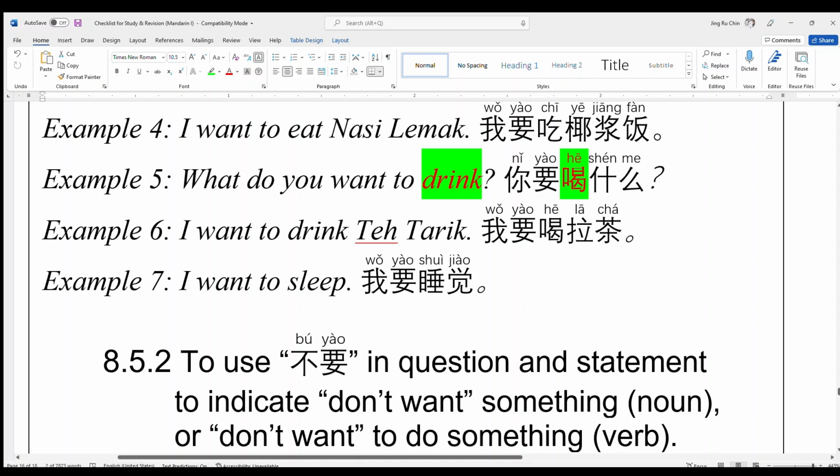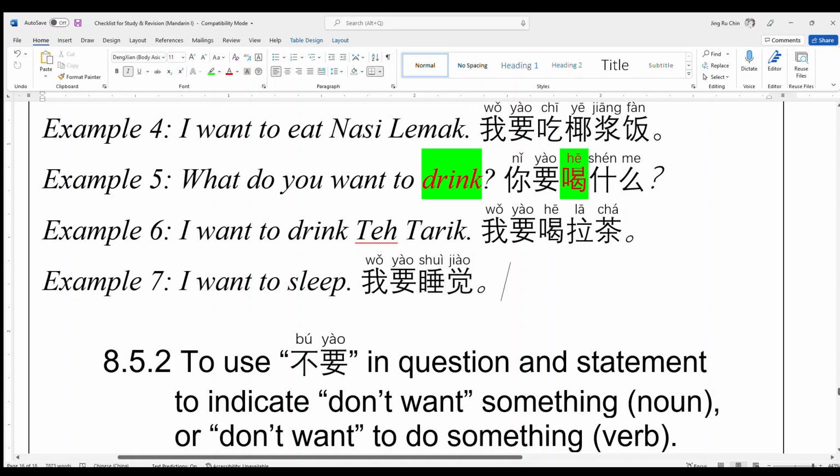So for example, I want to sleep. Sleep is what we learned in lesson 7. Sleep is 睡觉. You're tired already. You say to your friend, I want to sleep. 我要睡觉. You haven't slept yet, but you intend to do so. You berniat nak buat macam ni. You hendak buat macam ni. You nak buat macam ni. Yeah. So 我要睡觉. I want to sleep.